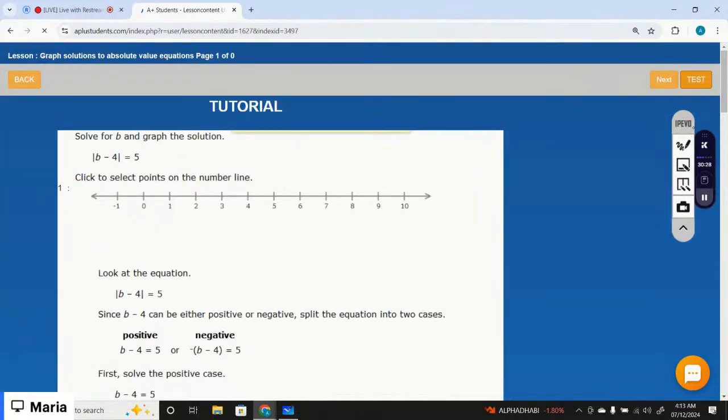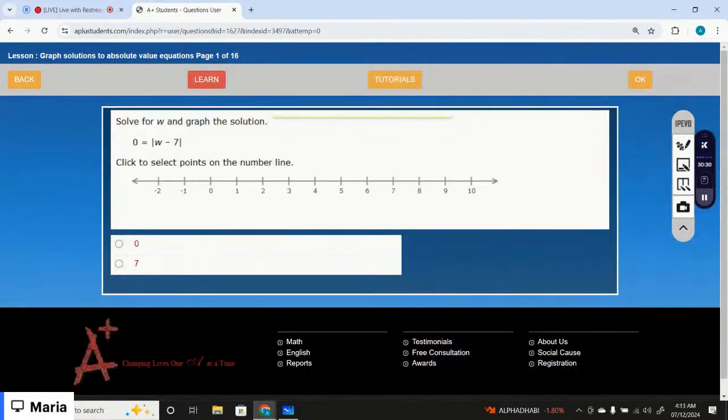Let's just start with the test questions, right? Okay, the absolute value of W minus 7 equals 0. So W equals 7. If you solve this, that is W equals 7.